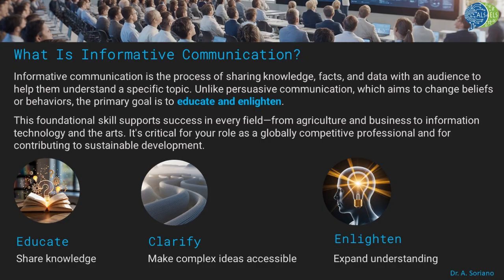It's very important to distinguish this from persuasive communication. While persuasion aims to change someone's beliefs or actions, our goal here is simply to educate and enlighten. This skill is foundational. Whether you are in agriculture, business, IT, or the arts, you will need to inform others. Mastering this is critical for you to become a globally competitive professional and to contribute meaningfully to sustainable development, which are key goals here at our university.